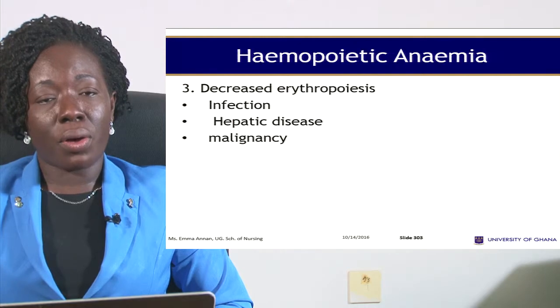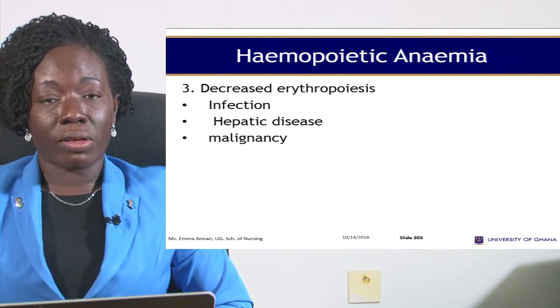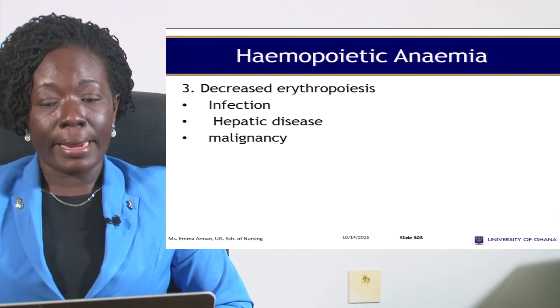There is also decreased erythropoiesis, and this is usually caused by infection, hepatic diseases, and malignancies. All these are the causes of haemopoietic anemia.